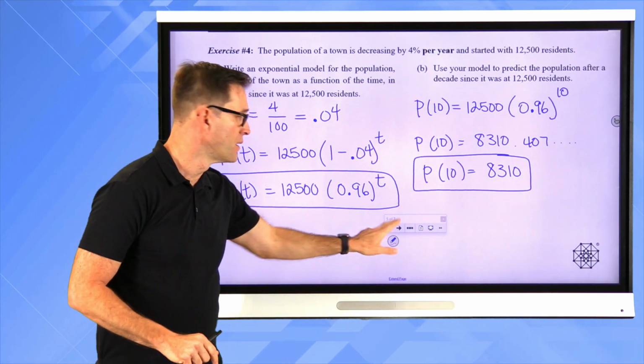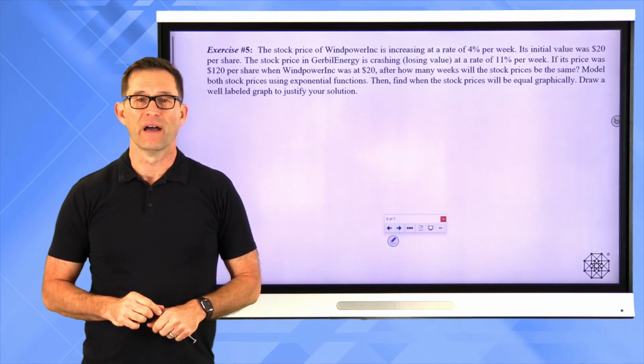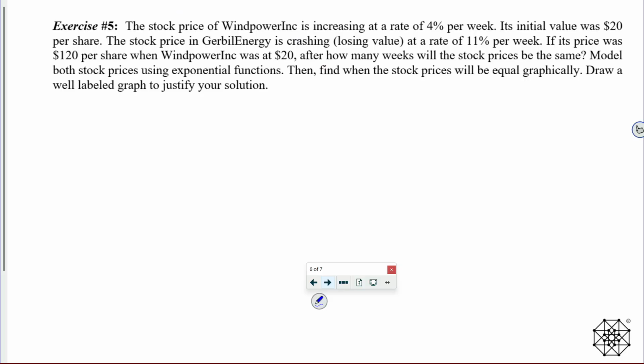Let's do one more problem. All right, exercise number 5. The stock price of Wind Power Inc. is increasing at a rate of 4% per week. Its initial value was $20 per share. The stock price of Gerbil Energy is crashing, losing value, at a rate of 11% per week. If its price was $120 per share when Wind Power Inc. was at $20, after how many weeks will the stock prices be the same? Model both stock prices using exponential functions, then find when the stock prices will be equal graphically. Draw a well-labeled graph to justify your solution.